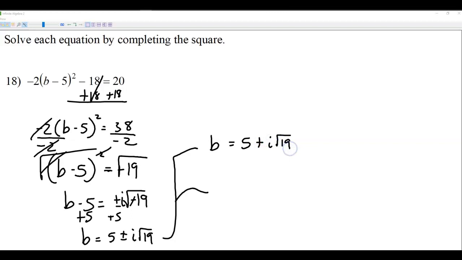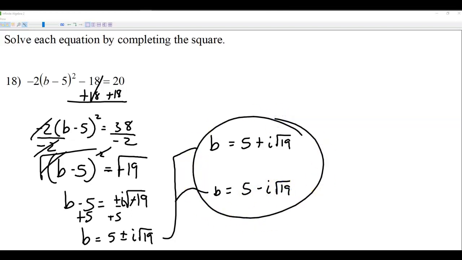And so our two answers will be 5 plus and minus i, square root of 19.